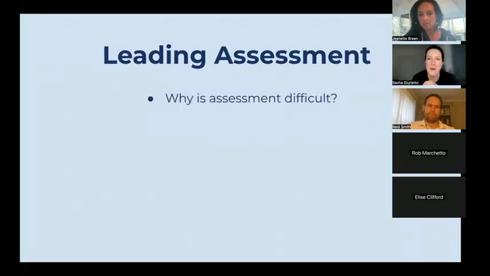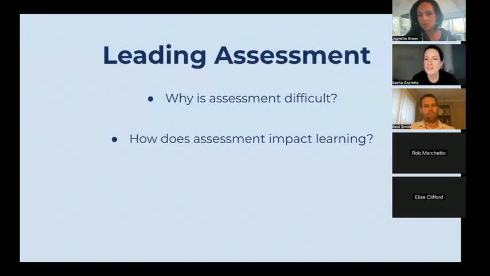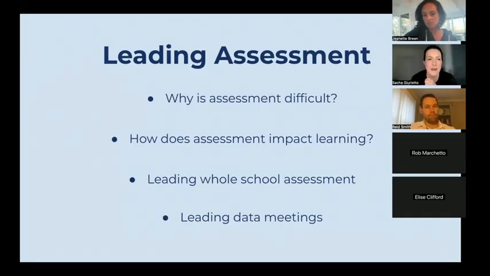Tonight we're going to talk about why assessment is difficult. I think there's a lot of complexity to assessment, and we're going to unpack some of those ideas. How does assessment impact or improve learning? How can we lead whole school assessment, and what are some practical ideas for approaching that?